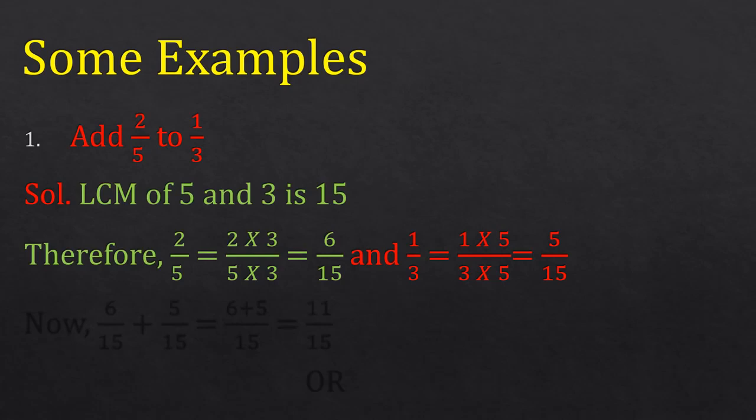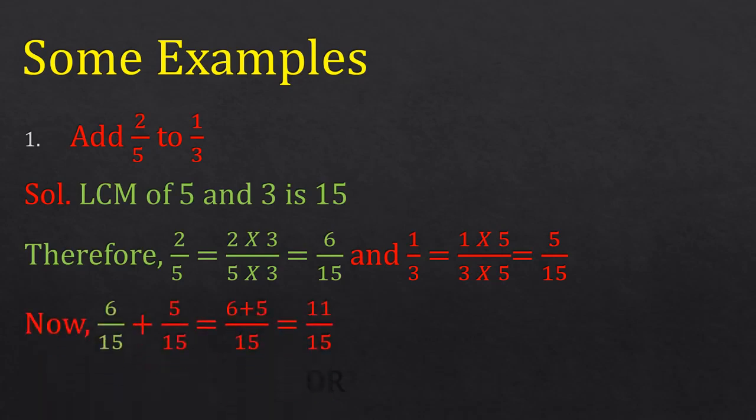Now these are like fractions. So we have to add only the numerators, that is 6 plus 5. Write down the denominator once, 15. 6 plus 5 is 11. 11 upon 15. This is the simplest form only. We can't reduce it anymore.